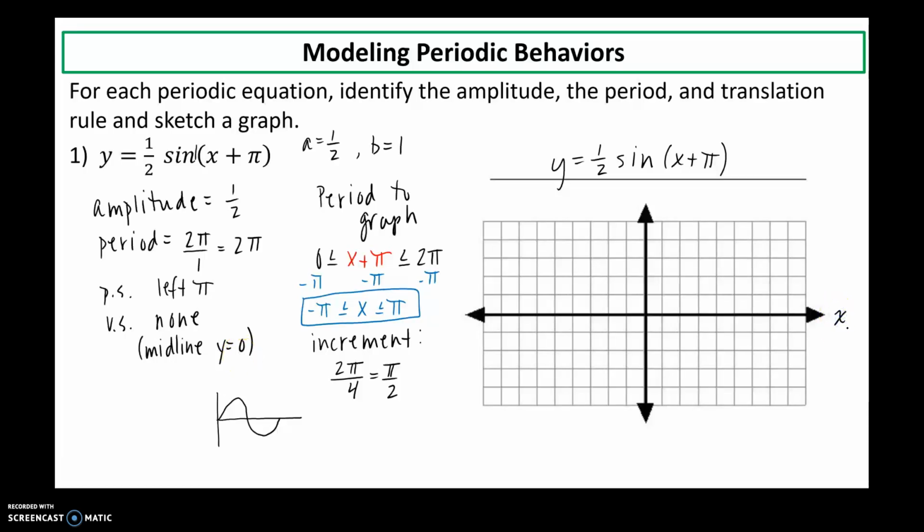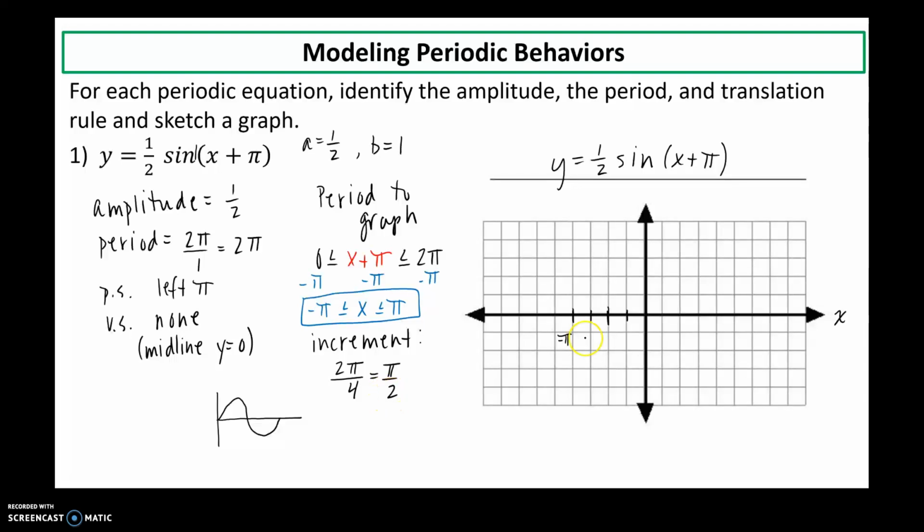Y is equal to 0 is just my x-axis. So my graph is going to start and end on the x-axis. Now, because we have the space, I'm going to go in increments of pi over 2. Or units of pi over 2. I don't want to confuse you with increment. So this is where I'm going to start my graph, at negative pi.